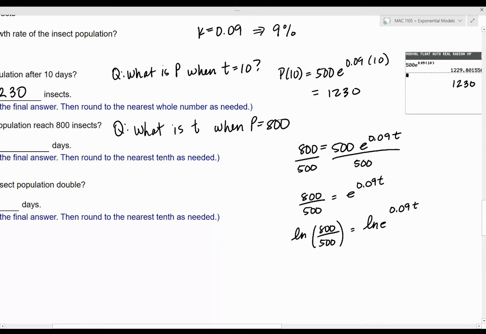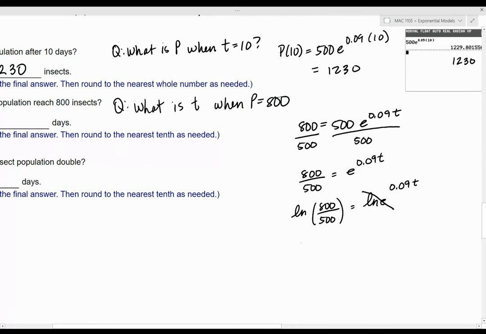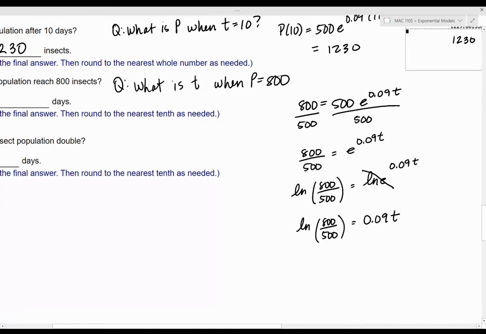Okay? When I do that, by the properties of logs, the natural log of e cancels. It goes to 1 because they're inverses. So that leaves me with the natural log of 800 divided by 500 equals 0.09 t. The power drops down. Now I can solve for t by dividing both sides of my equation by 0.09.